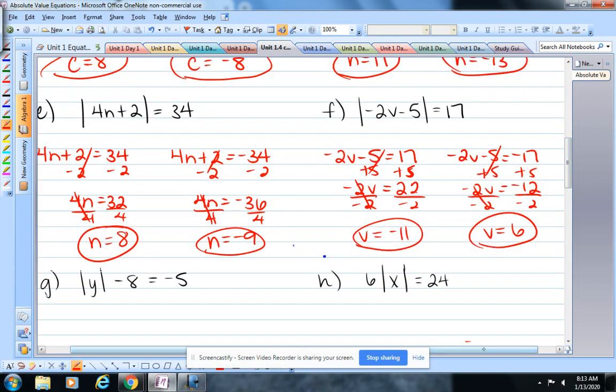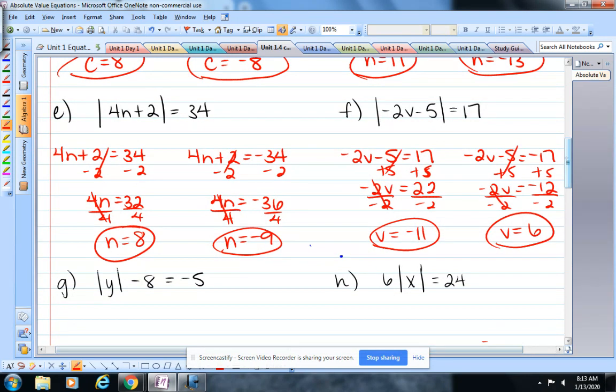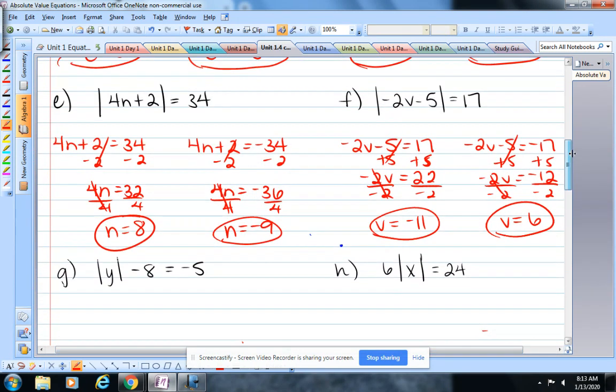All right, so then they start complicating it on us a little bit. Y'all can do it. Totally. What's different about G? Right, the variable is the only thing in the absolute value bars. Y'all see that? Okay.